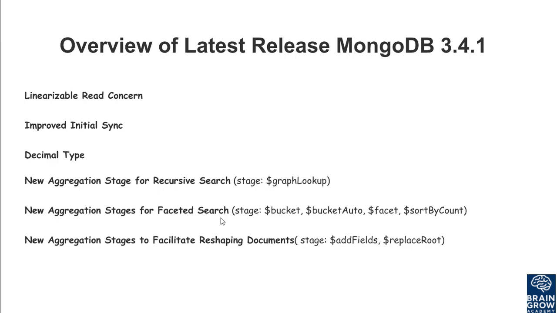The next one is new aggregation stages that facilitate reshaping documents. So what is this reshaping of documents? In reshaping documents, we can add fields and we can replace fields. We can modify and replace. This has been added in the aggregation stages for reshaping documents. Reshaping means adding new fields and modifying the existing fields with new ones.